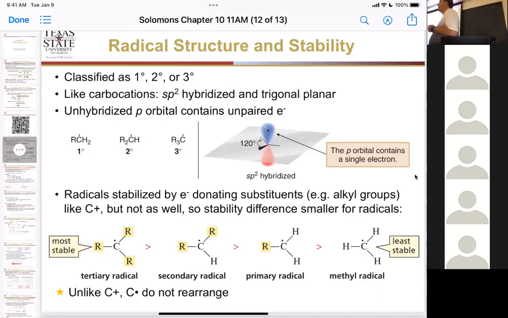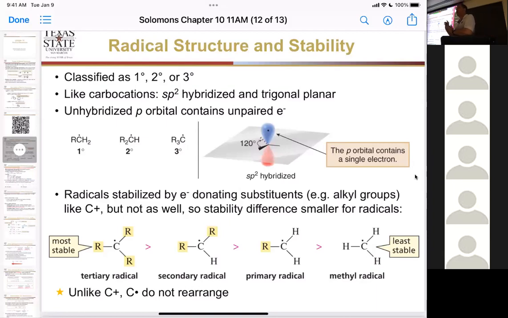So what does that mean about our radical? That means it's going to have the same type of stability trends that carbocations have because it has that same structure and that p orbital, but now instead of being empty, it has an electron in it. The more substituted your substrate is, the more stable the radical is. Okay, so you're looking for 3 carbons on a carbon, giving you a tertiary carbon. Your tertiary radical is more stable than your secondary radical, which is more stable than your primary. And the methyl is the least stable.